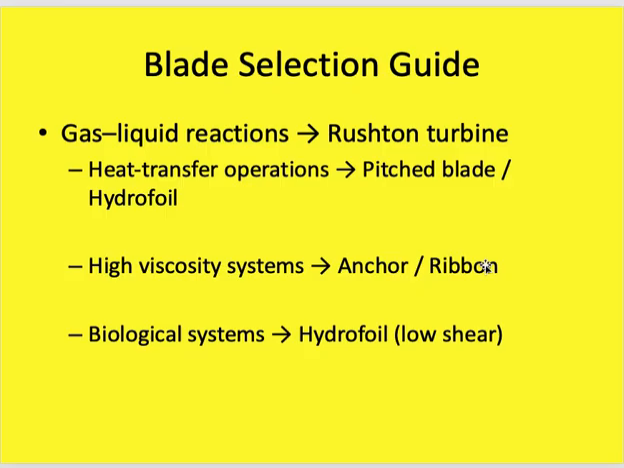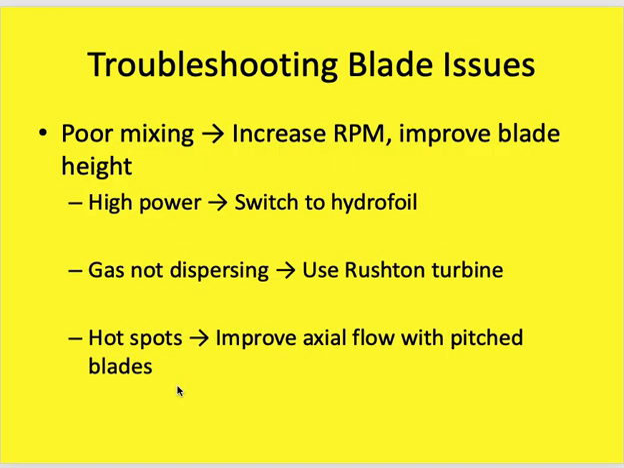So when we talk about gas-liquid reactions, use the Rushton turbine; for heat transfer operations, the pitch blade; for high viscosity, the anchor or ribbon; for biological systems or the biological industry, the hydrofoil, as a type of agitator, okay? And here is the troubleshooting related to the choice of the agitator, okay?